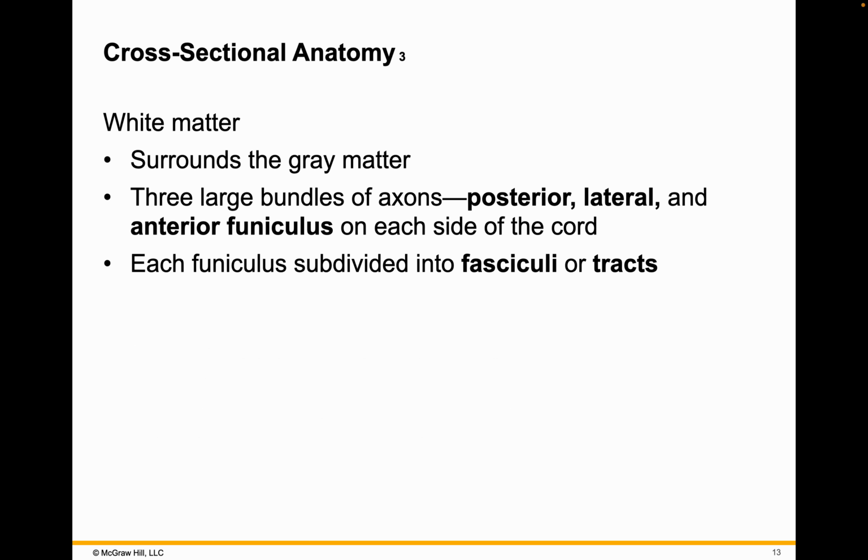There are three large bundles of axons, the posterior, lateral, and anterior funiculus, on each side of the cord. Each funiculus is subdivided into fasciculi or tracts.